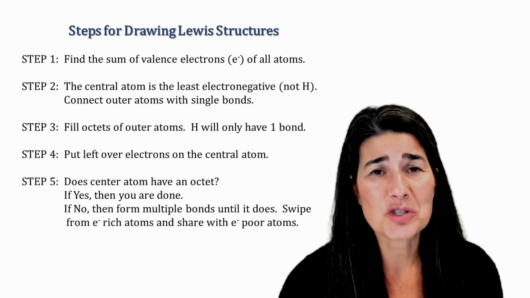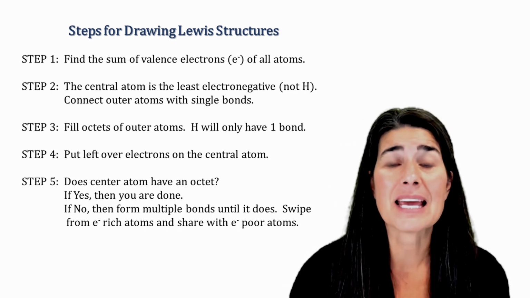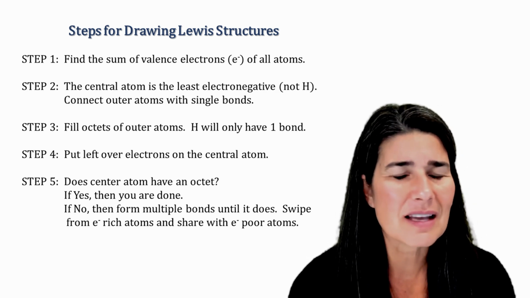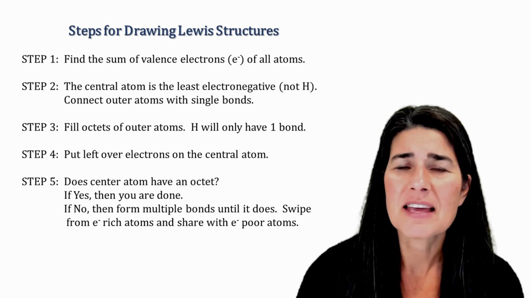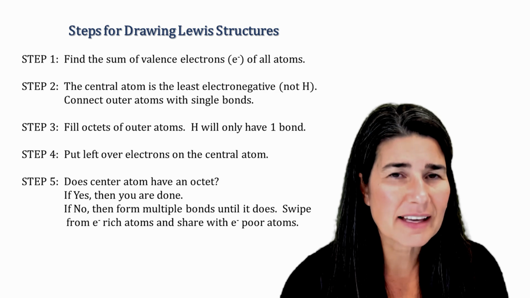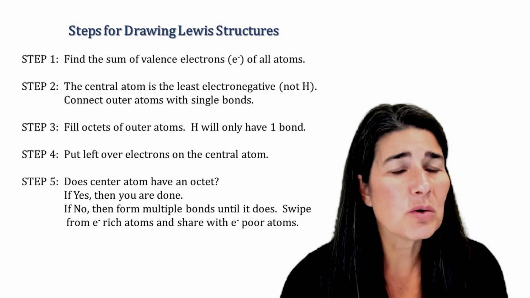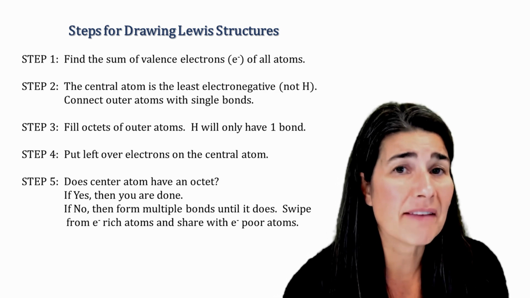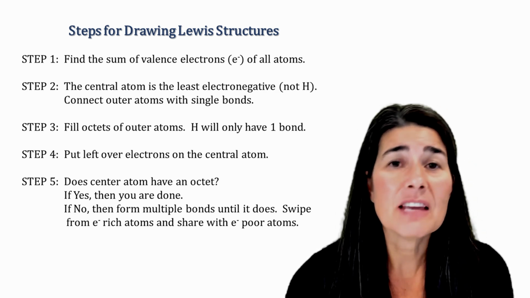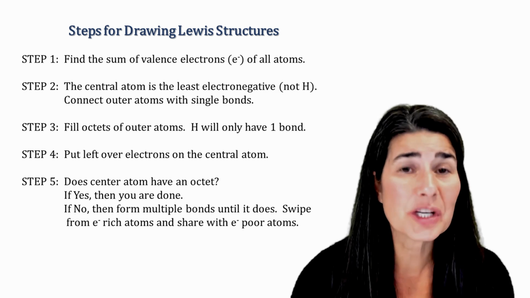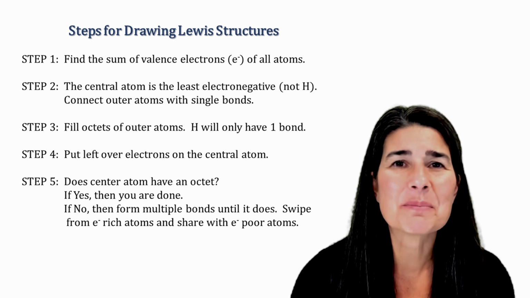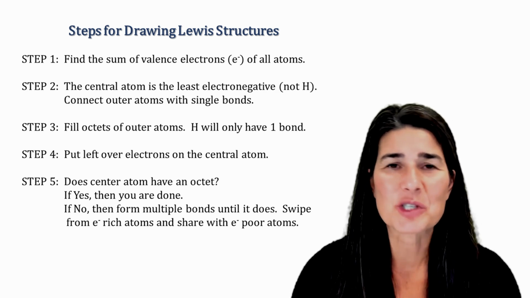Sometimes my students get into trouble because they want to rush things. They want to start making multiple bonds, double bonds, triple bonds on everything. No, we only do step 5 when it gets to step 5. Step 5 says when you've completed the other steps, check, does your center, or in fact any other atom that should have an octet, have an octet? If it does not have an octet and it should have 8 electrons around it, we need to make multiple bonds. We need to make either double bonds or triple bonds.